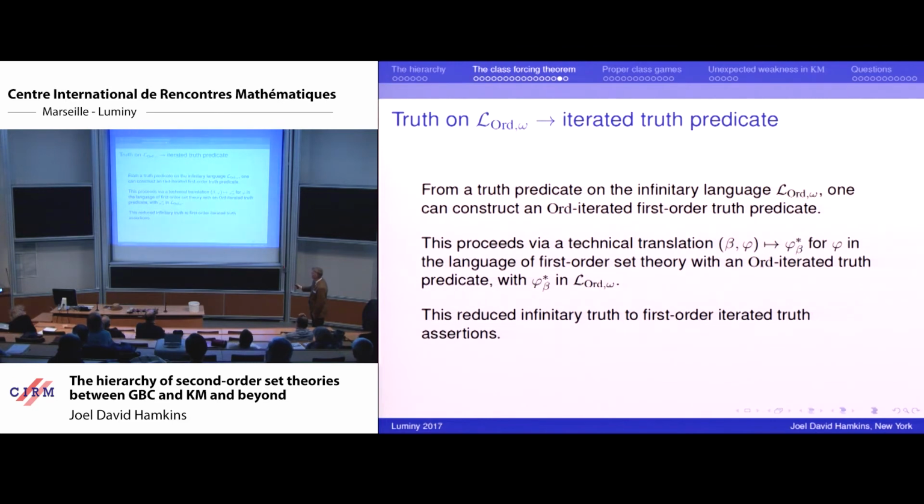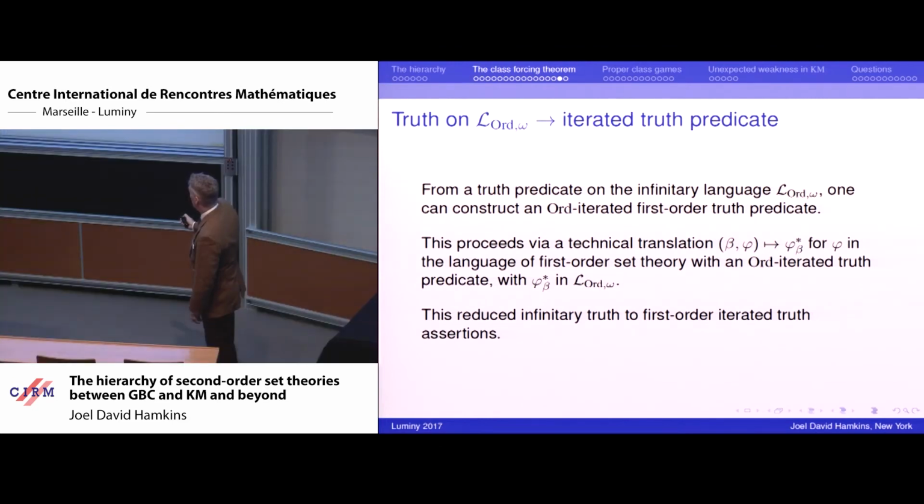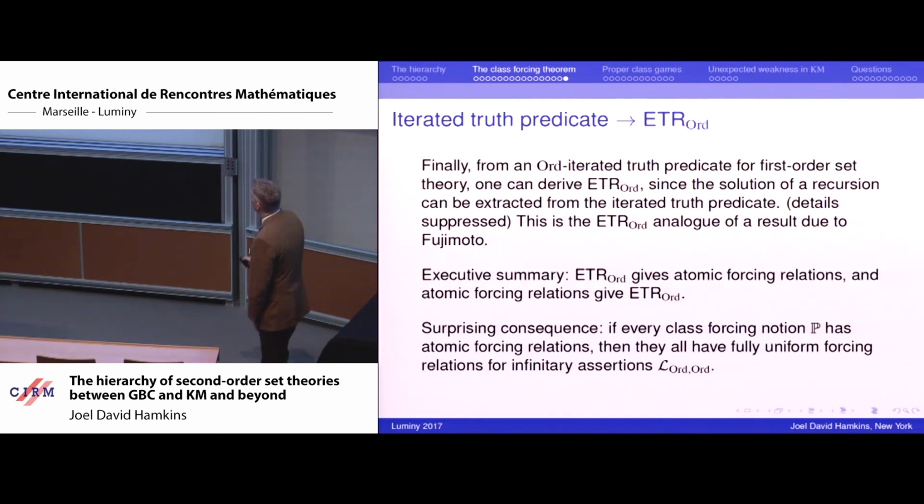build here. So we make a translation from the stage beta truth of phi, where phi is a statement in the language of the ORed iterated truth predicate. We make another statement, phi star of beta, in the infinitary language. And by making that translation, we can produce the ORed iterated truth predicate. Okay, so finally, it's a theorem of Fujimoto, Kentaro Fujimoto, that ORed iterated truth predicates are equivalent to ETR.